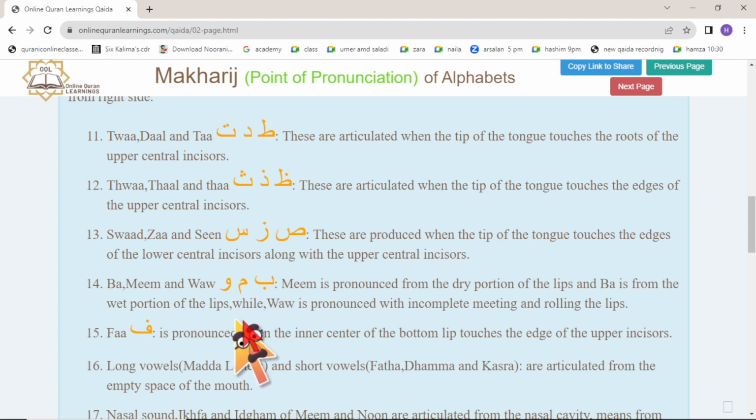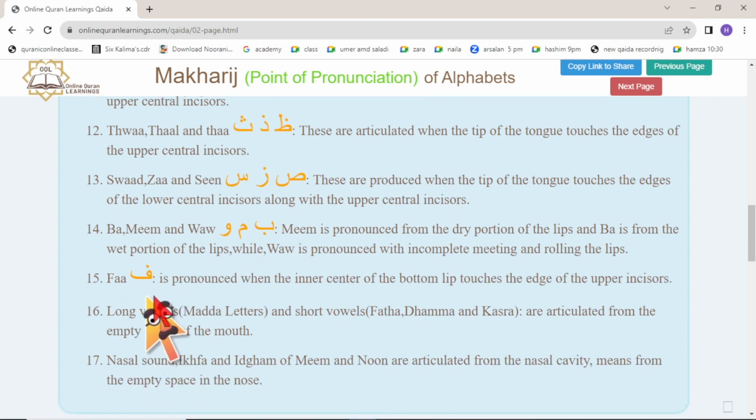While wow is pronounced with incomplete meeting and rolling of the lips. Pronounce it like this. Wow. Repeat after me. Wow.